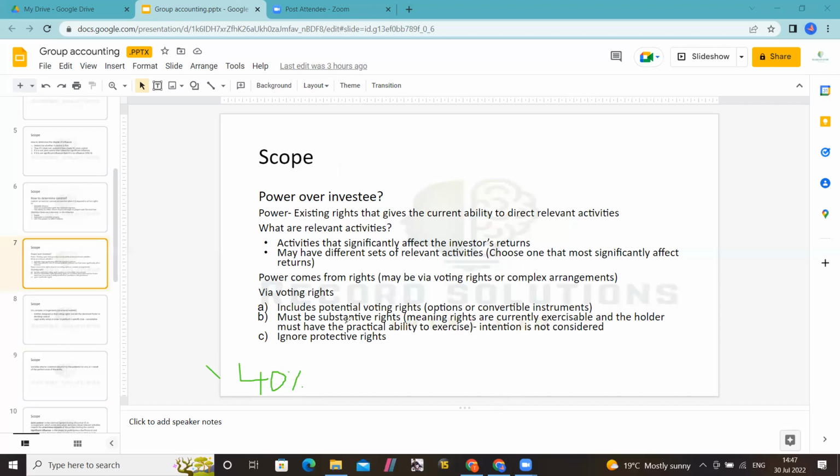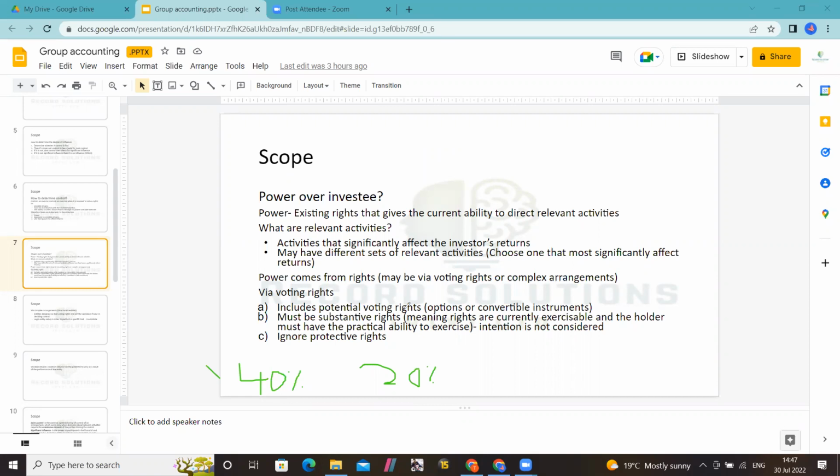And then they tell you that you have potential voting rights. These potential voting rights can be options, so maybe you have an option to buy 20% of the ordinary shares. Or maybe you have preference shares, and these preference shares are convertible to 20% of ordinary shares.